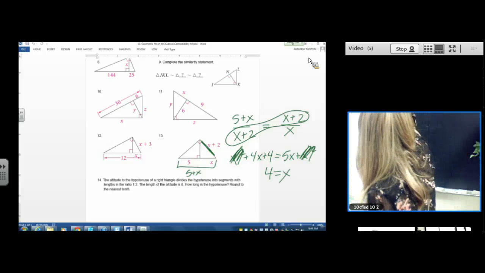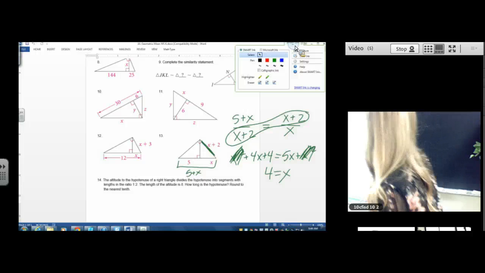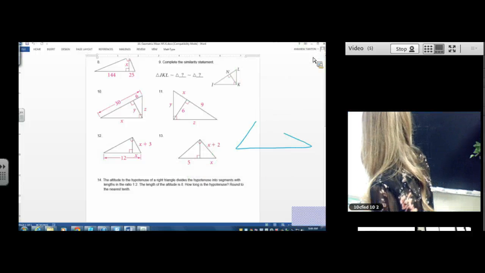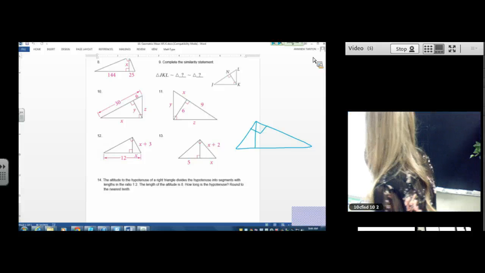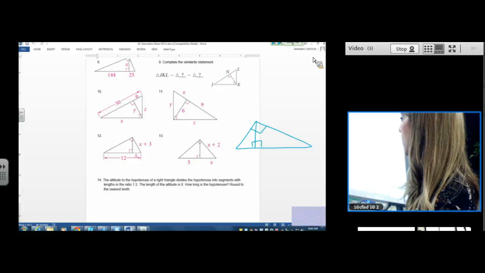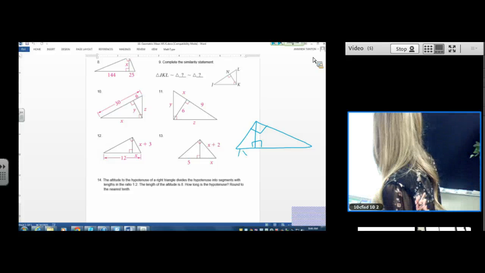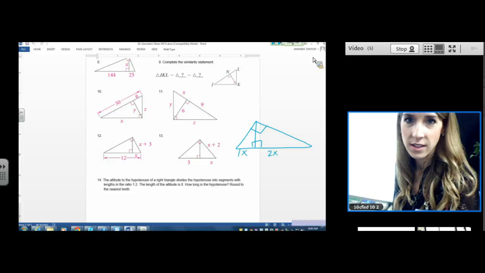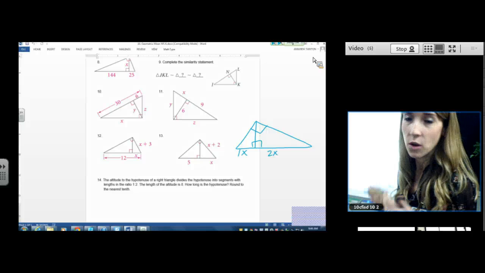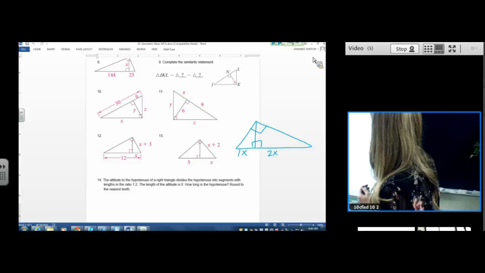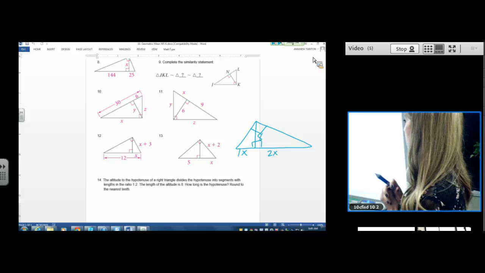Okay, I guess I'm doing one more. 14. You have to draw a picture. We did that in our notes yesterday. The segments are in the ratio of 1 to 2. You know when you hear ratio, you put an x on it. You attach an x to it. We've done that every time since the beginning of the year. The length of the altitude is 8. How long is the hypotenuse?